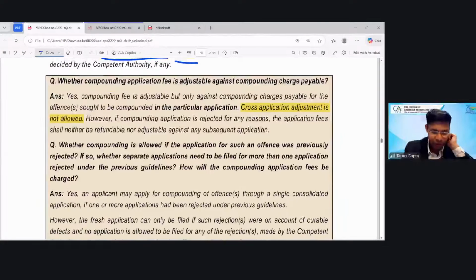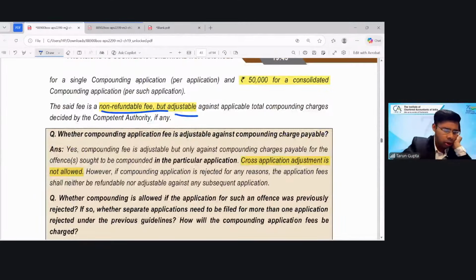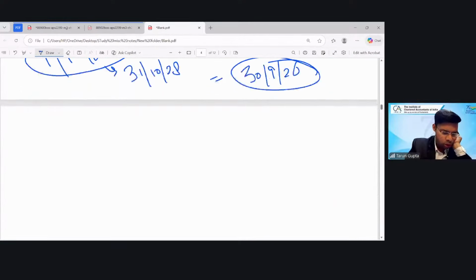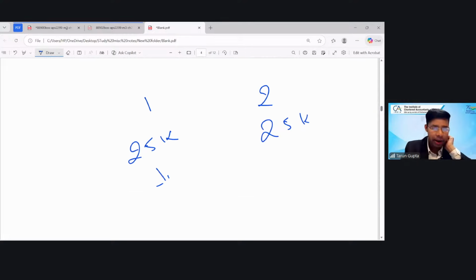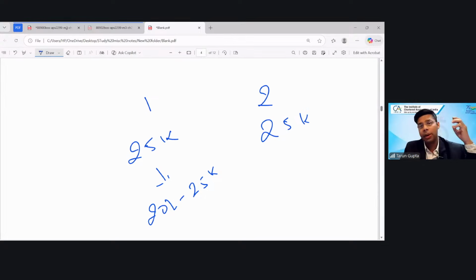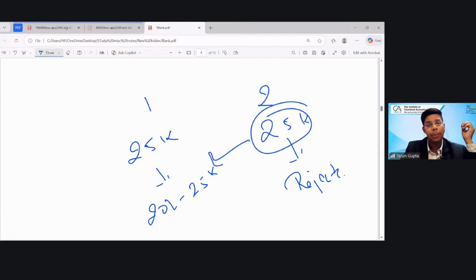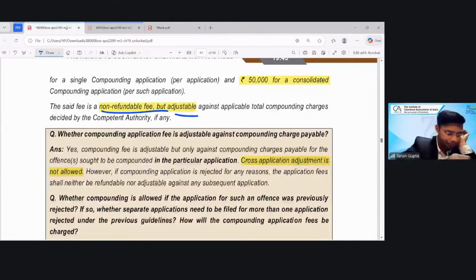Okay, cross application adjustment is not permissible, meaning thereby you file, say, two applications, application 1 and application 2. Here you pay the fee of 25,000. Assume application 1 actually got compounded, and the compounding charge was rupees 20 lakh. So you need to pay 20 lakh minus 25,000. This is adjustable. Assuming here the application got rejected, this fee cannot be adjusted against the other application. This fee, if rejected, has to be forfeited. It's not refundable.